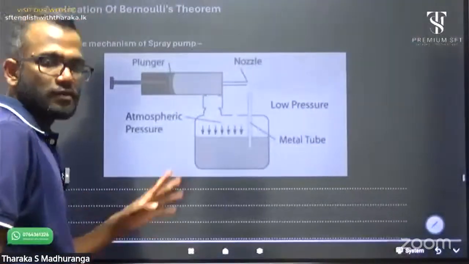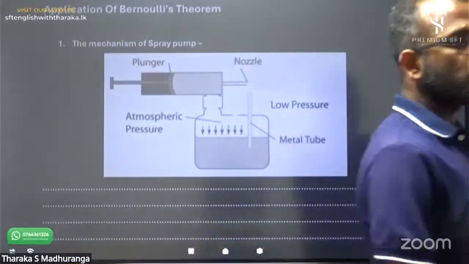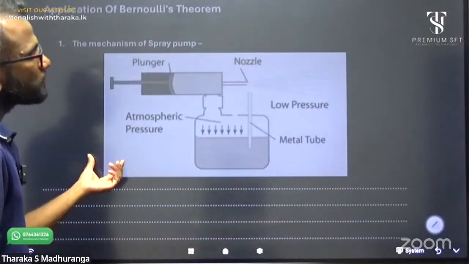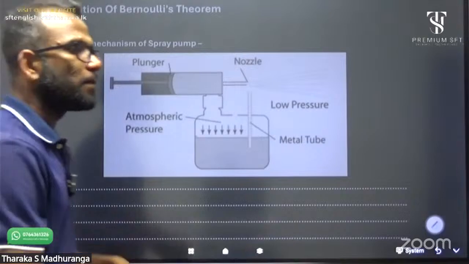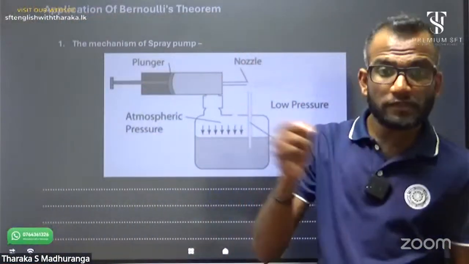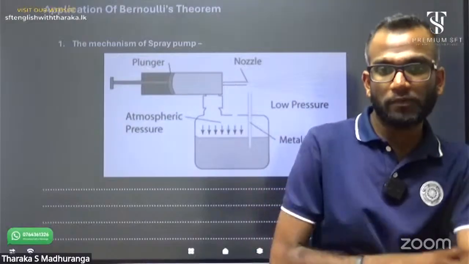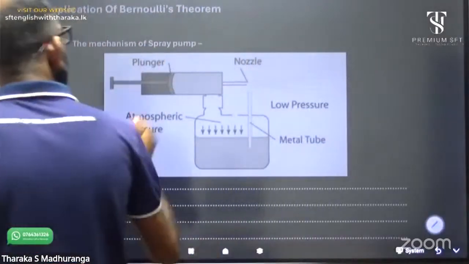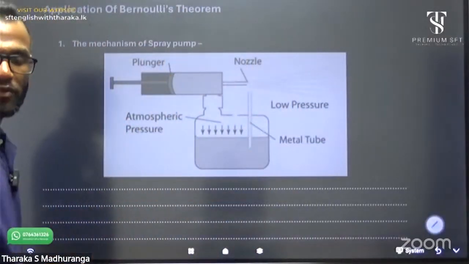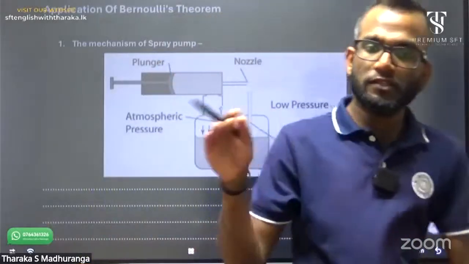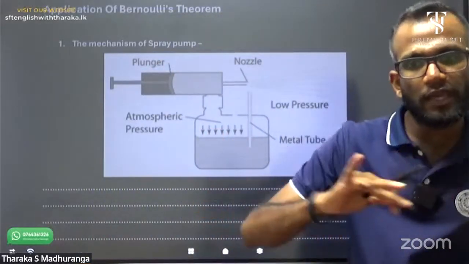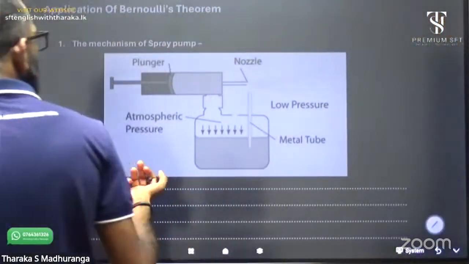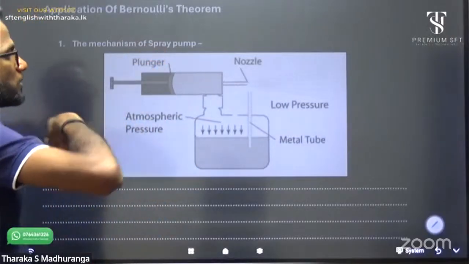Okay, let's start from the first one: the spray machine, the mechanism of a spray pump. You have seen this type of spray pump used for painting. This is the type of spray machine, normally a manual one. We have automatic ones as well now, which may connect with a compressor, and then the air is flowing. Then it's an automatic spray machine.